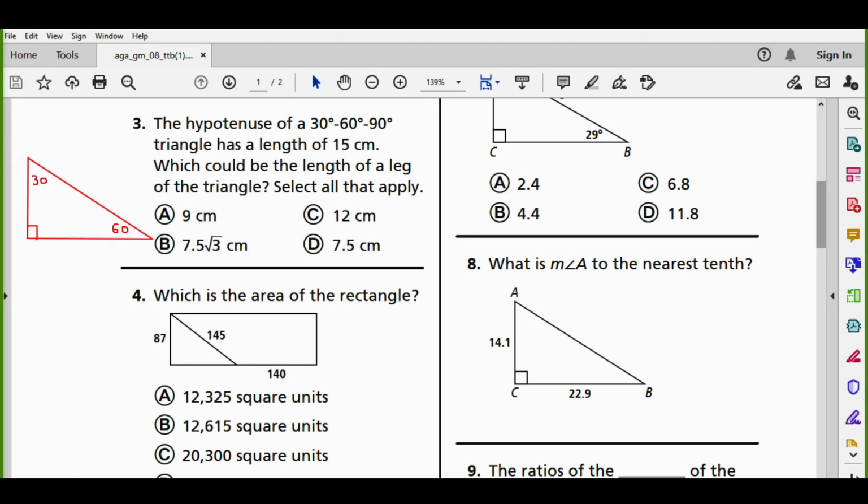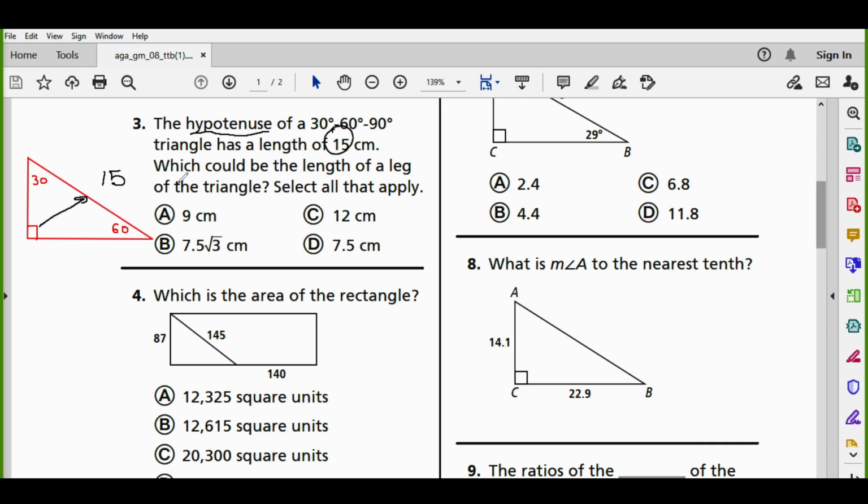All right, so number 3, the hypotenuse of a 30, 60, 90 triangle has a length of 15 centimeters, which could be the length of a leg of the triangle. Select all that apply. So my hypotenuse has a length of 15. So I'm going to go ahead and put that there. Here's my right angle.